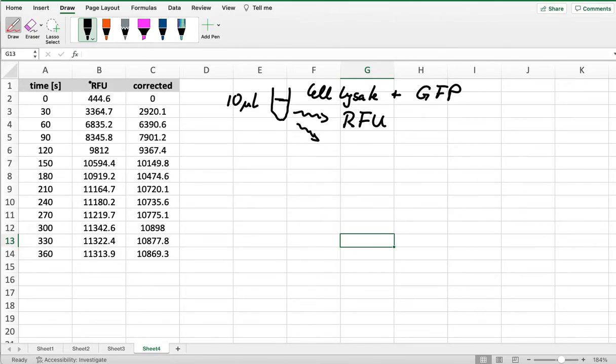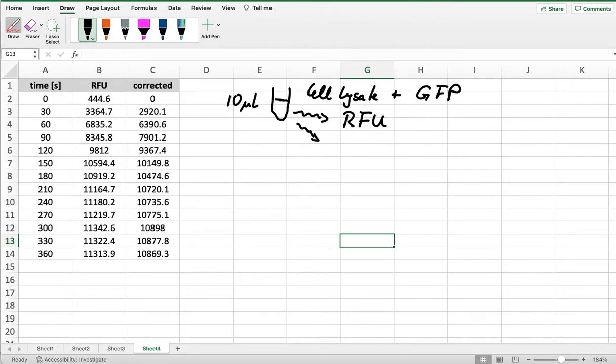So we've got our data table here, time in seconds versus the relative fluorescent units. And what we can also do, once we've done this experiment, is correct for any background by simply subtracting the background fluorescence, which might be from the components that we have in this translation mixture, from our RFUs. So we would have these corrected data here, which is simply minus the background.